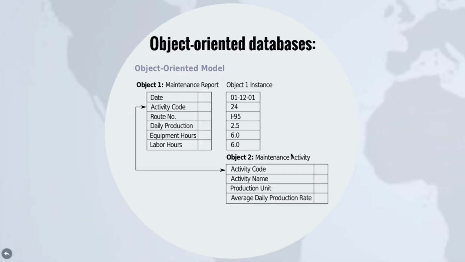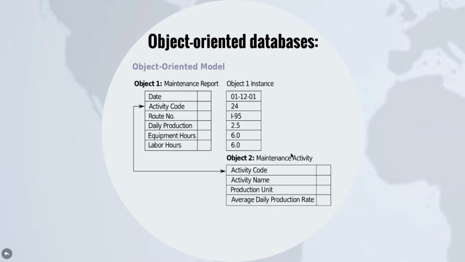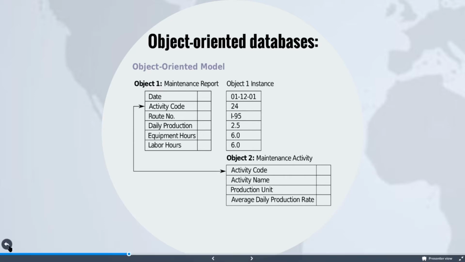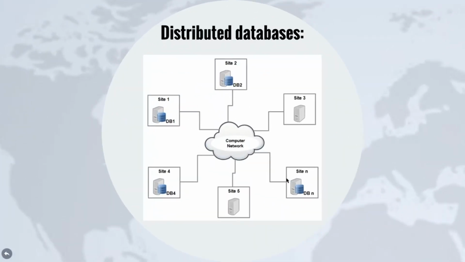The second one is object-oriented databases. Information in an object-oriented database is represented in the form of objects, as in object-oriented programming. The third one is distributed databases. A distributed database consists of two or more files located in different sites. The database may be stored on multiple computers located in the same physical location or scattered over different networks.